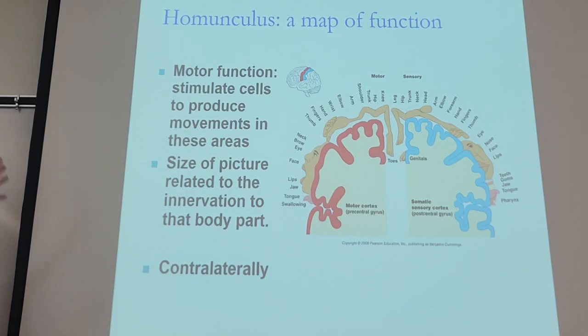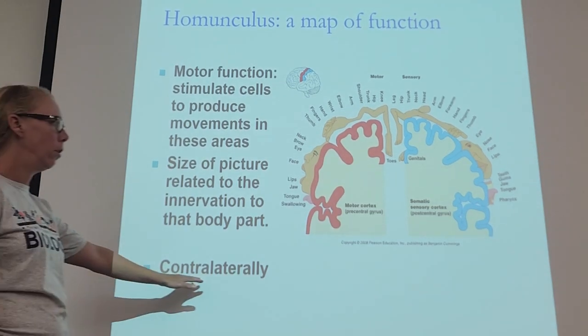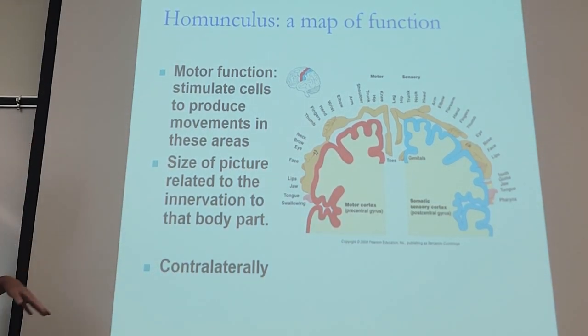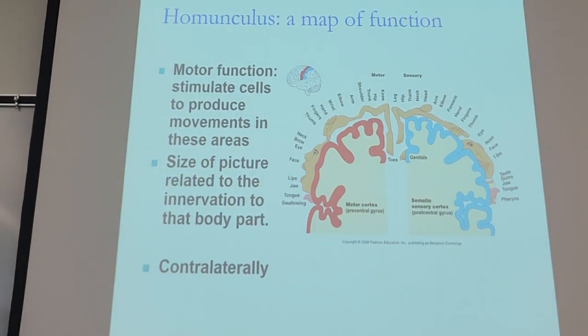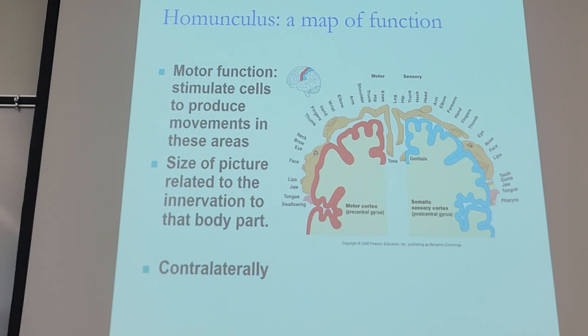All I want you to appreciate is that there's a sensory map and a motor map to the body, and there are certain parts of the body that require more nervous innervation and are more sensitive than others. Contralateral means that one side of the brain is in charge of the other side of the body. So your left cerebral hemisphere is responsible for what you're experiencing on the right side of your body, and your right cerebral hemisphere is responsible for the left side of the body. I'll talk about that more. So that's what contralateral means.